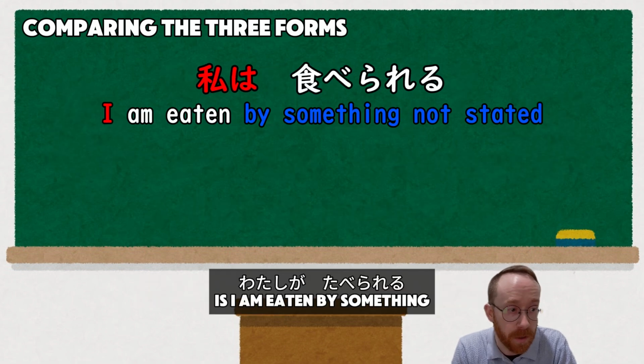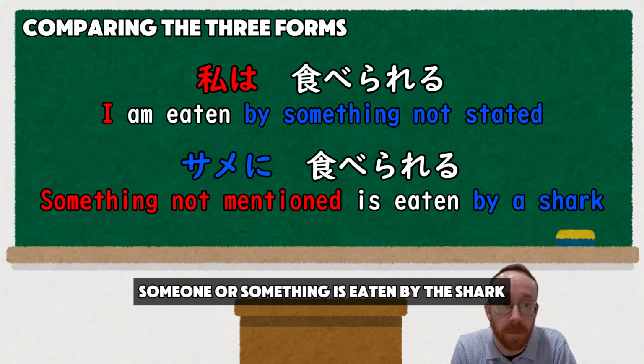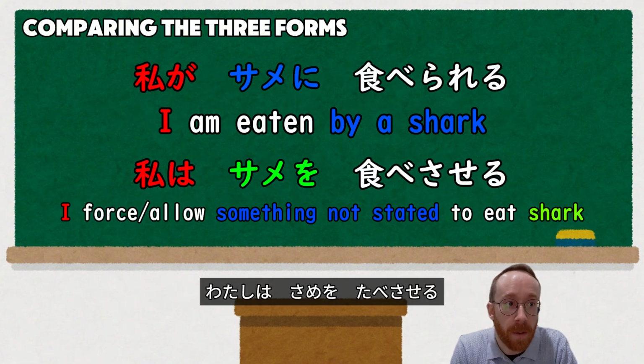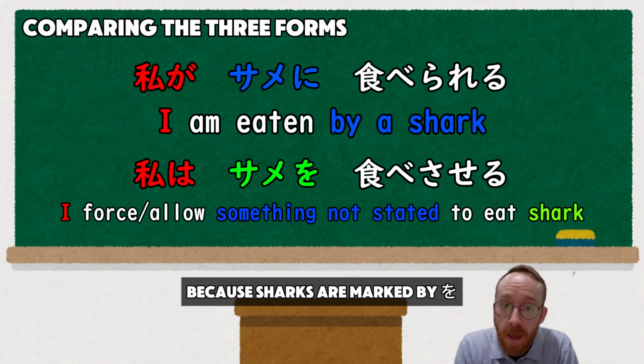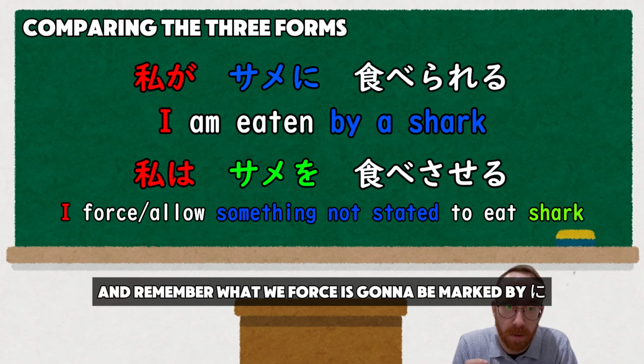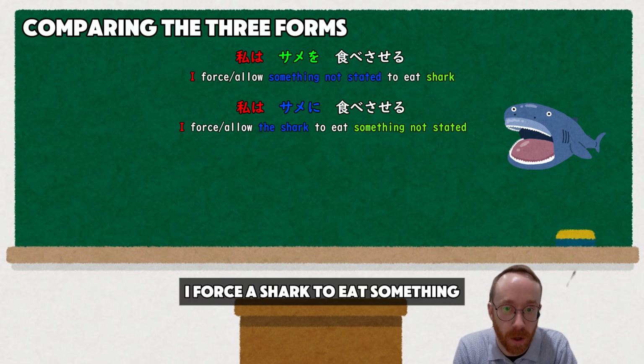Watashi wa taberareru is I am eaten by something. Same ni taberareru is someone or something is eaten by the shark. Watashi wa same o tabesaseru would be that I force someone or something else to eat shark, because shark is marked by o, and remember, what we force is going to be marked by ni. Watashi wa same ni tabesaseru is I force a shark to eat something.